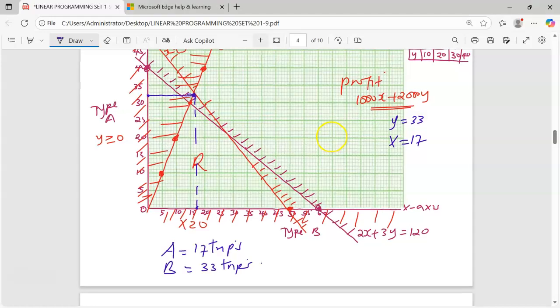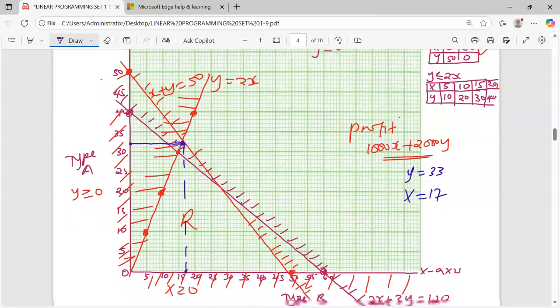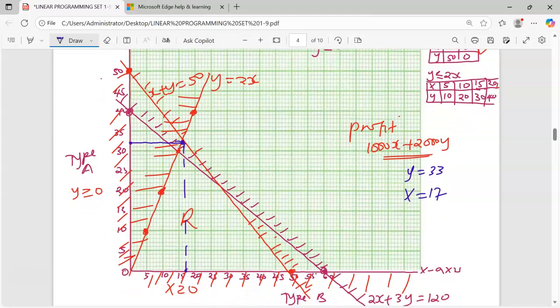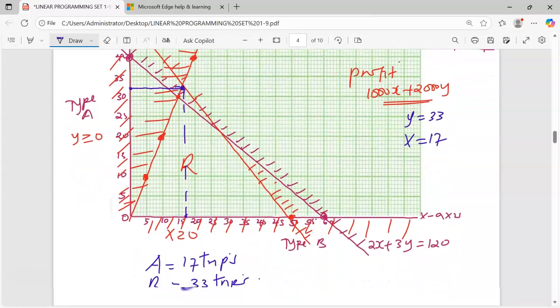So it's not a must for us to use the search line, as long as we are able to identify either a point that will maximize the profit, or simply the objective function, or a point that will minimize that, we are good to go.